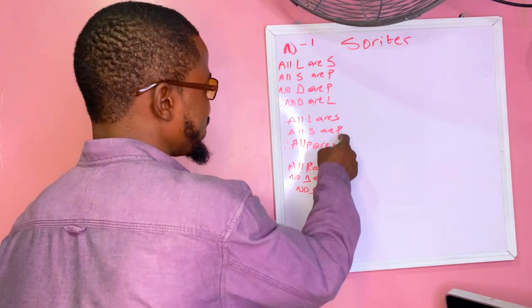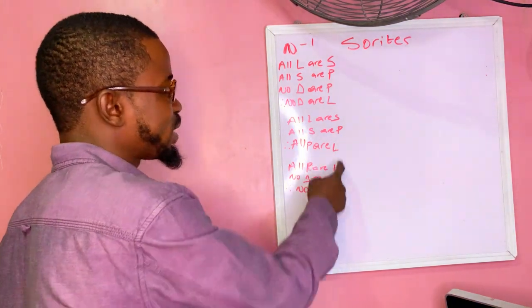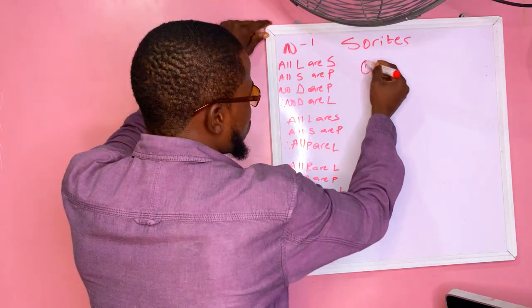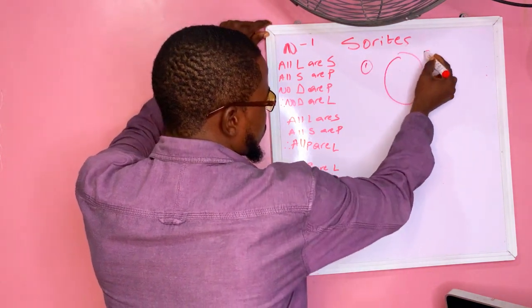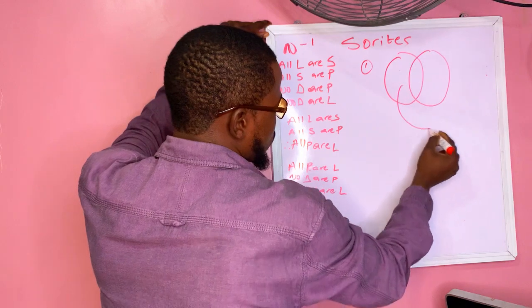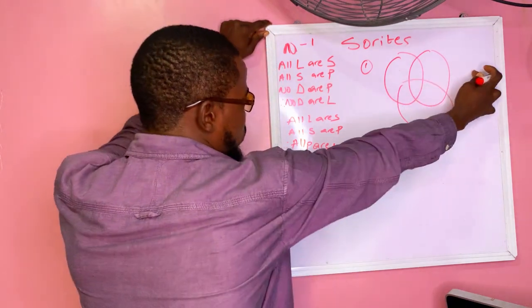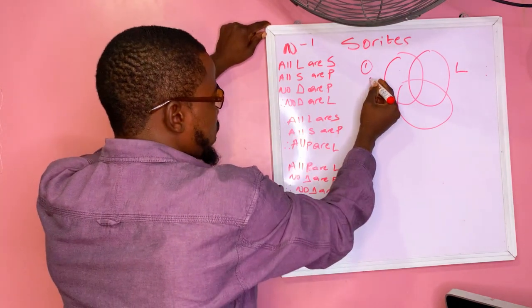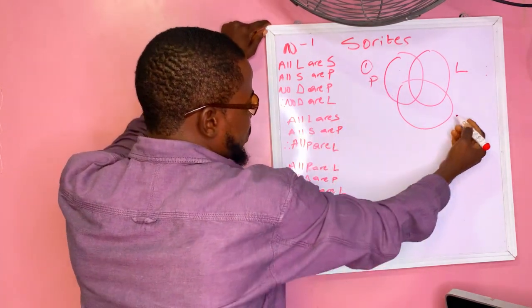So now let's test the validity of these two. If these two arguments are valid, then the whole SORITES is valid. So the first one, you draw the three circles. The predicate of the conclusion goes to the right-hand side, the subject of the conclusion to the left-hand circle, while the middle term will be in the middle.